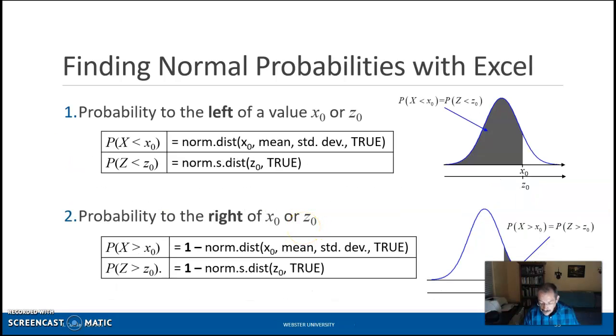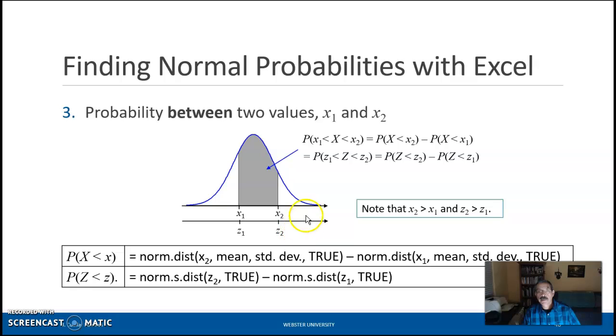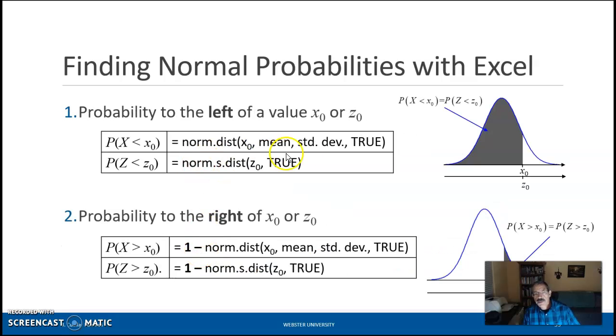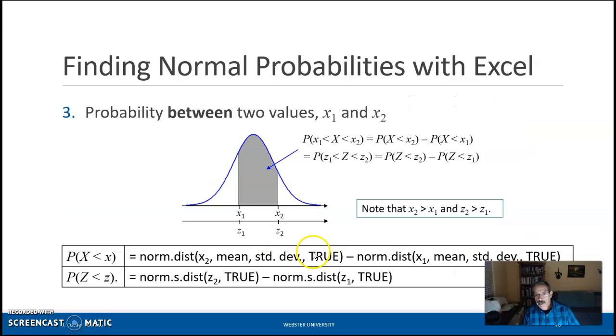Now, just to let you know, I put how to calculate each of these probabilities using Excel. So this is a probability to the left, which is obtained directly. For the probabilities to the right, we use the complement. The probability between two values is just the difference between the two probability distributions, the one with the larger value and the one with the smaller value. And I'm showing you how to calculate directly the probability of an x value, or if you prefer, a z value. So I'm giving you both choices in every case.